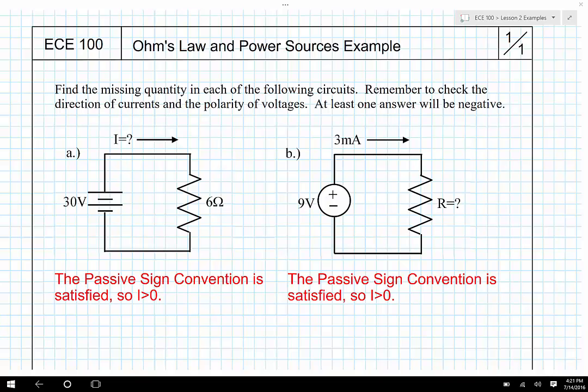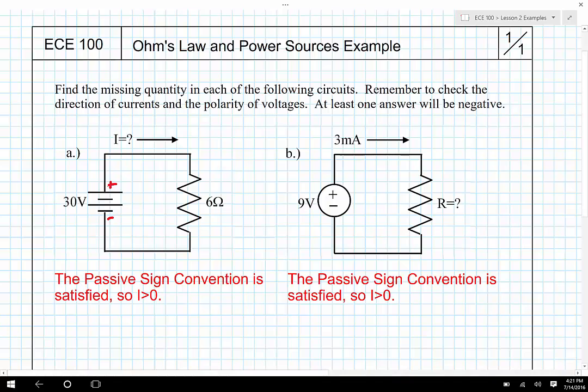So if we look at part A, you can see that there's a 30-volt source. Now the first thing that's very important for you to recognize is that if you have a voltage source that's drawn like this, the longer line on top is the positive terminal, and the shorter line on bottom is the negative terminal. In fact, that shorter line on bottom is sort of a reminder for me because it looks like a negative sign. And so that helps me to remember that it is, in fact, the negative terminal.